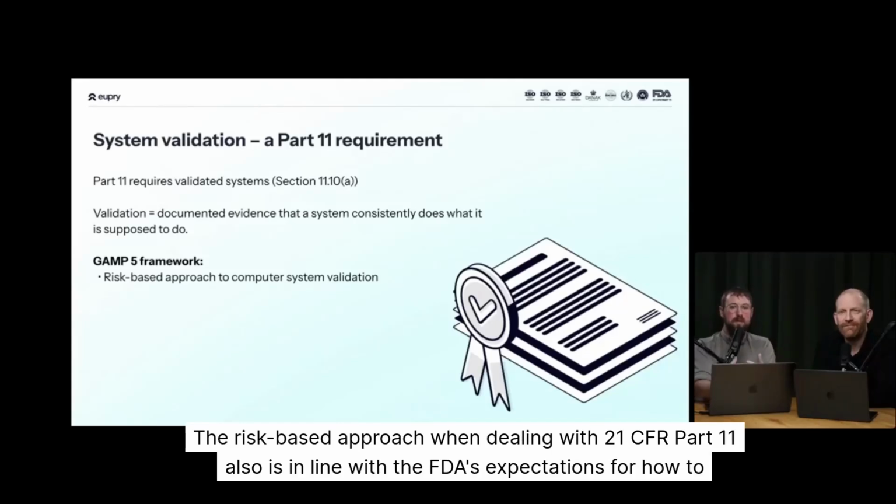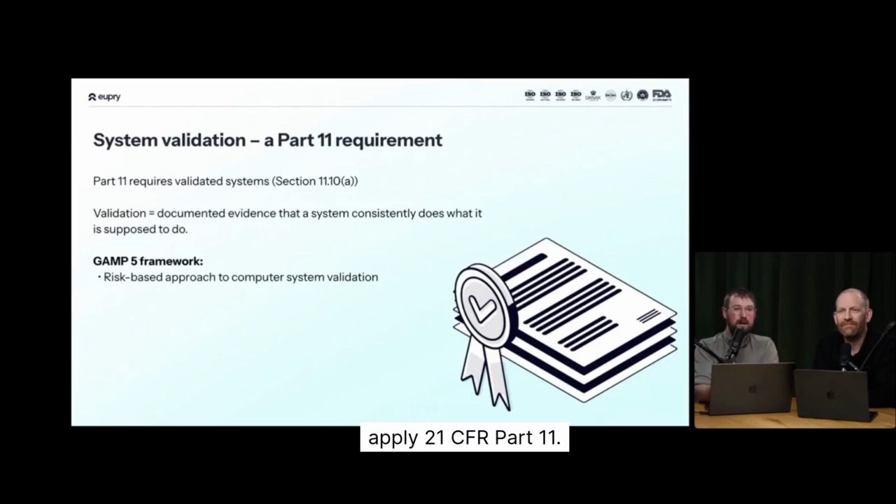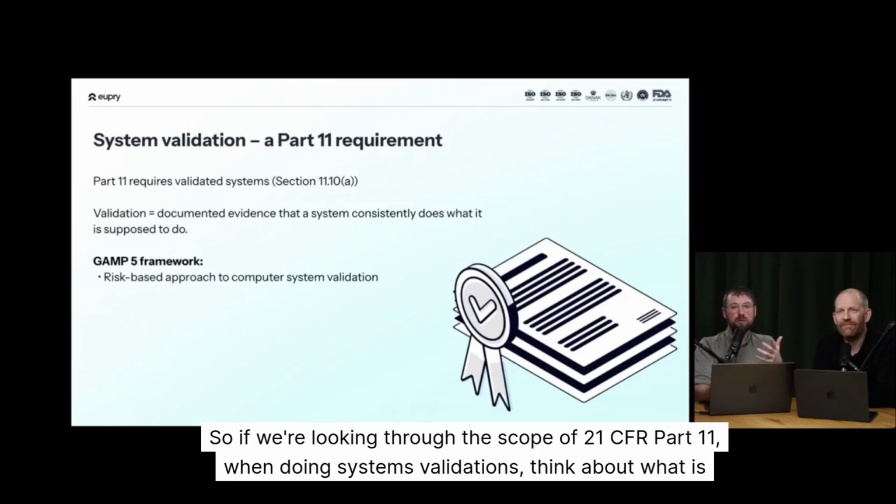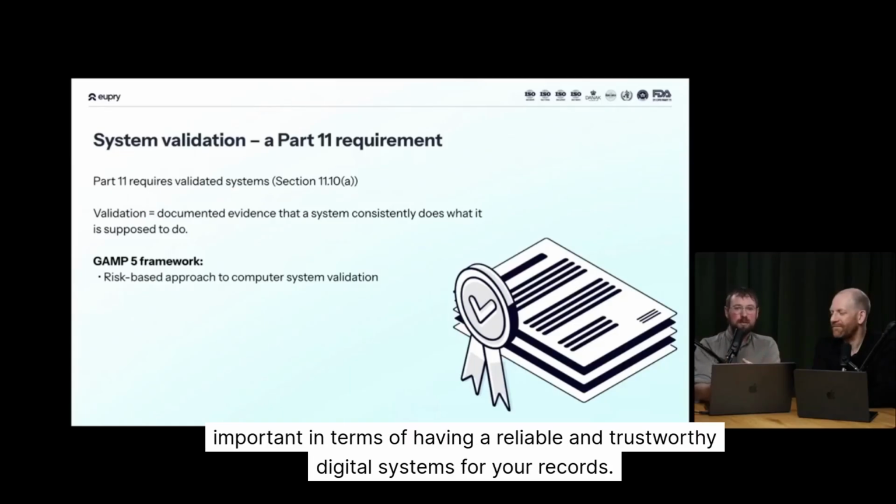The risk-based approach when dealing with 21 CFR Part 11 is also in line with the FDA's expectations for how to apply 21 CFR Part 11. So when doing system validations through the scope of 21 CFR Part 11, think about what is important in terms of having reliable and trustworthy digital systems for your records.